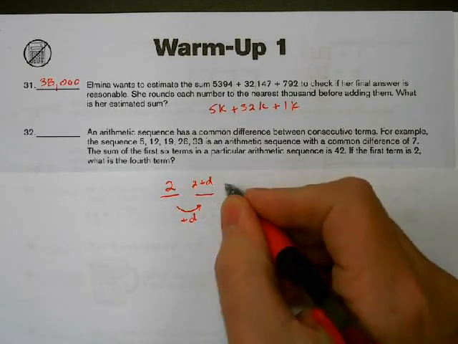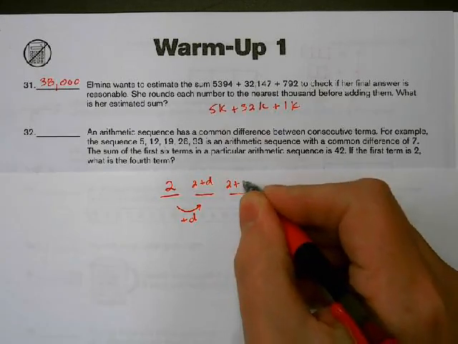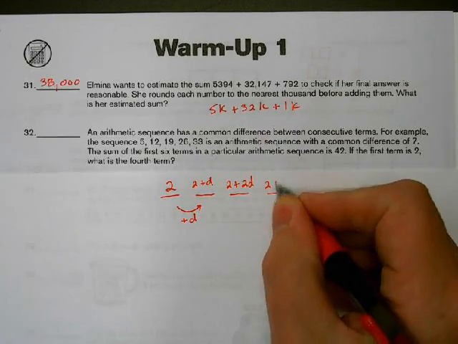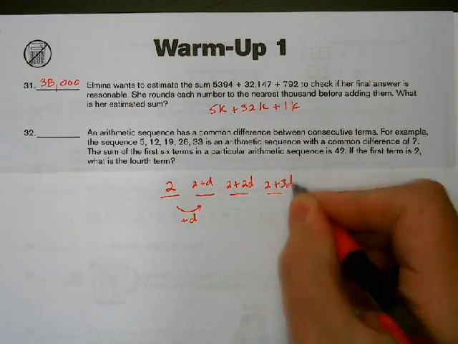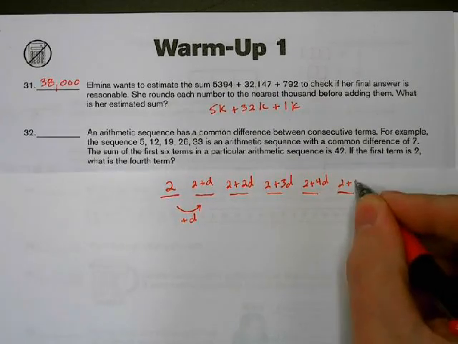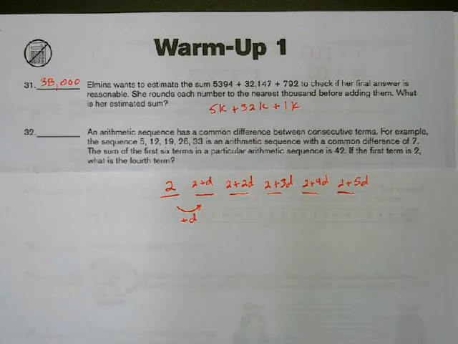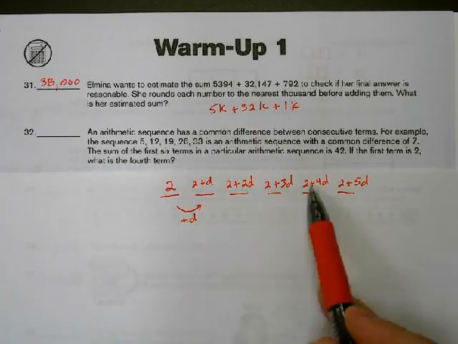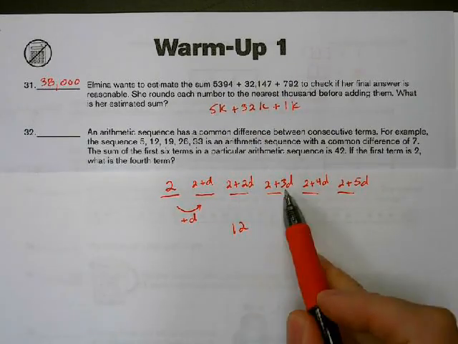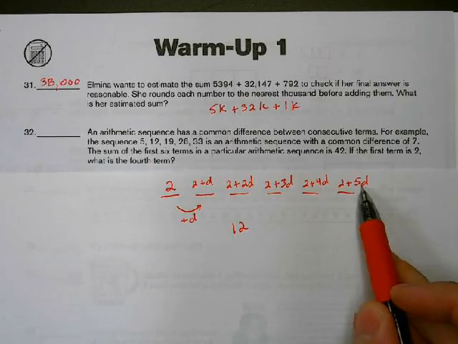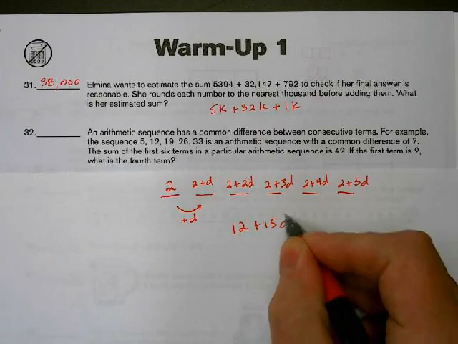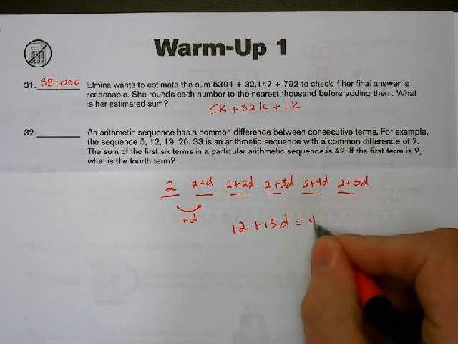To get to the next number after that, it's going to be 2 plus 2 common differences, because I'm going to have to go 1, 2 to get there. The next will be 2 plus 3 common differences. Then 2 plus 4 common differences. Then 2 plus 5 common differences. So I've got 1, 2, 3, 4, 5, 6 2's. That's 12. And I've got 1, 2, 3, 4, 5, 6, 7, 8, 9, 10, 11, 12, 13, 14, 15 common differences. And then that would equal 42.